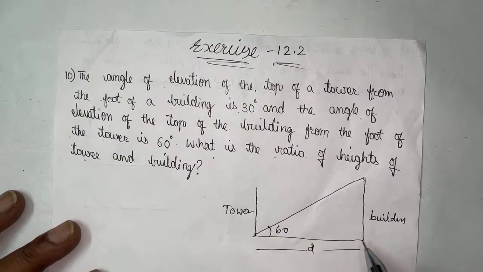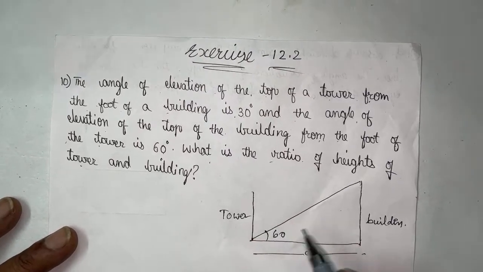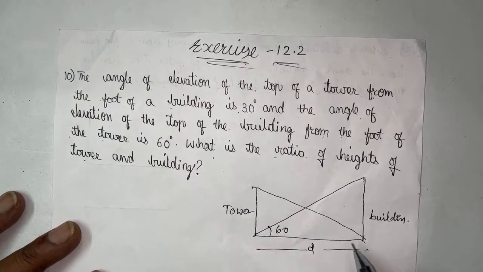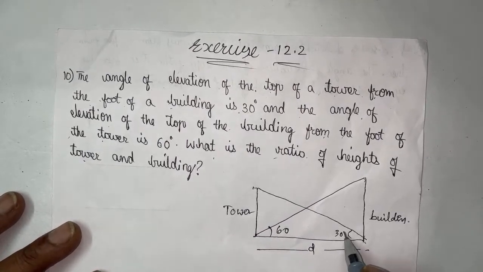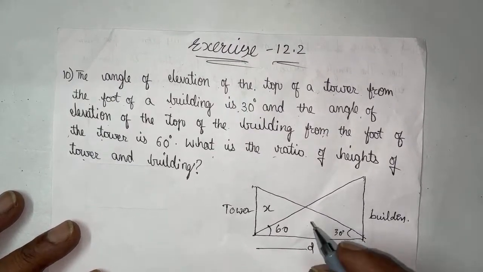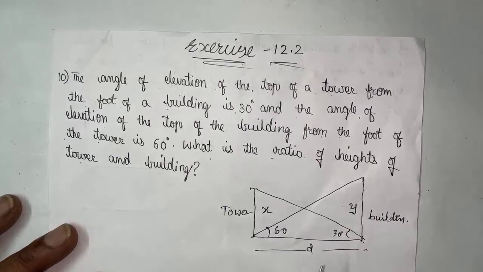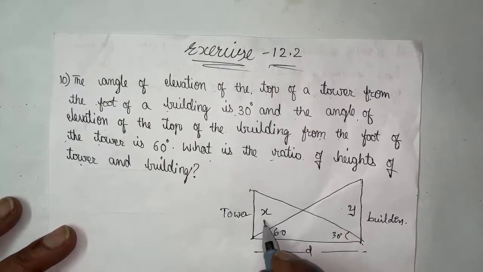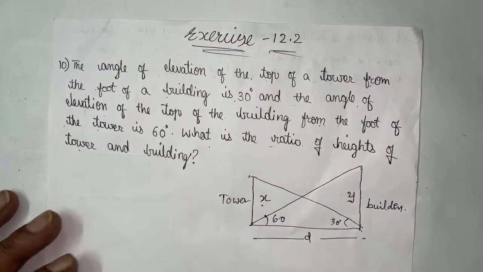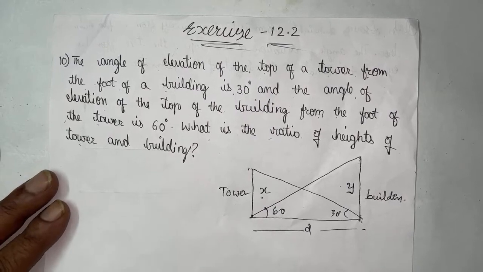Now I want to see the top of the tower from the foot of the building. This is a 30 degrees angle. So now I don't know the height of the tower, and I don't know the height of the building also. So the height of the tower I am considering as X and the height of the building I am taking as Y.